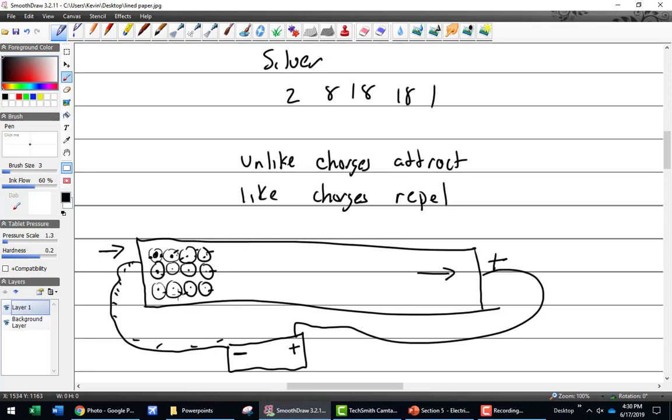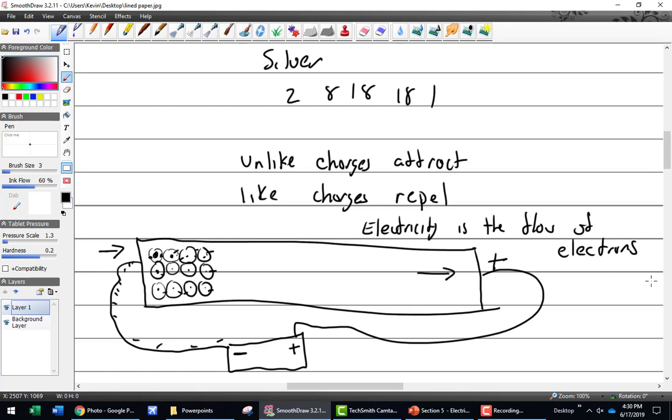So that means that electricity is the flow of electrons. That's what it is. Electricity is the flow of electrons.